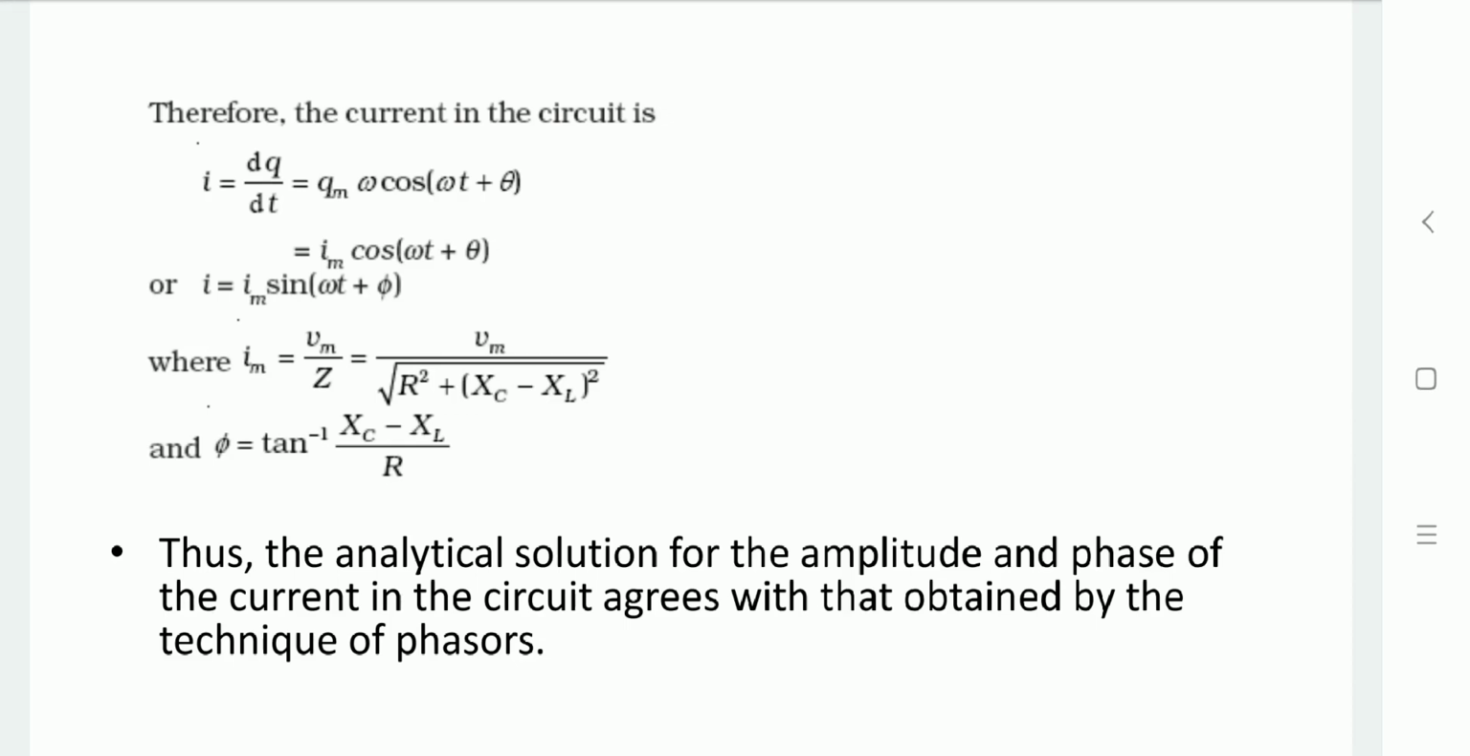So Im equals Vm by Z, that is Vm by under root of R square plus (Xc minus XL) whole square, and phi equals tan inverse of (Xc minus XL) by R. So we can say that the analytical solution for the amplitude and phase of the current in the circuit obtains the same values which we get by the phasor diagram method.